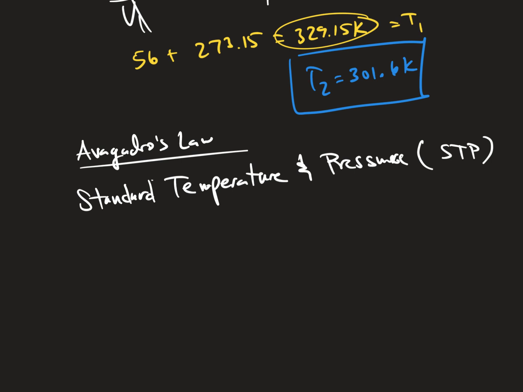So what is our standard temperature? Our standard temperature is 0 degrees Celsius. And our standard pressure is 1 atmosphere. How often are we going to be in a situation where we have 0 degrees Celsius and 1 ATM? Probably never, right? But this is one that we know.